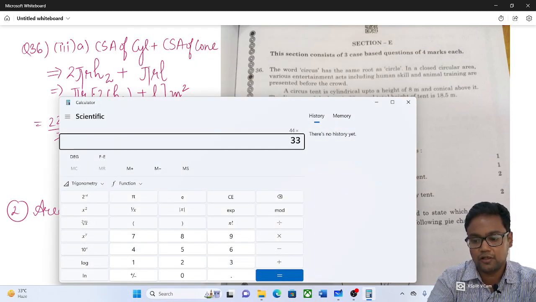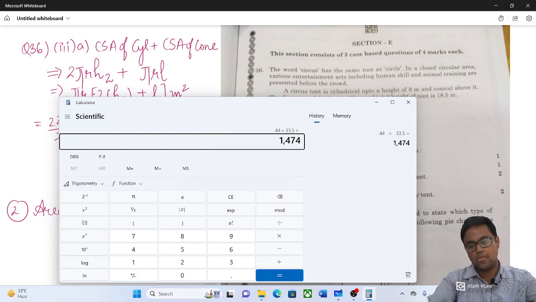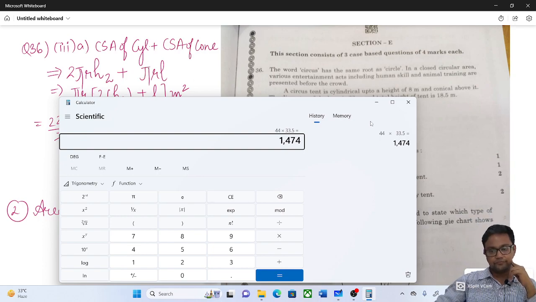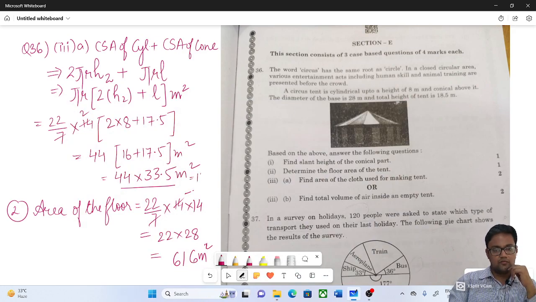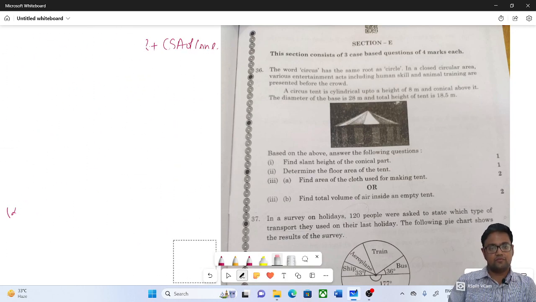44 into 33.5 is 1474 meter square. So, 1474 meter square. So, this is how you can quickly find the area of the cloth used. Let us see the second part of this problem.